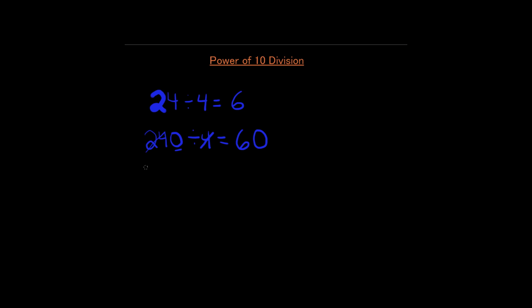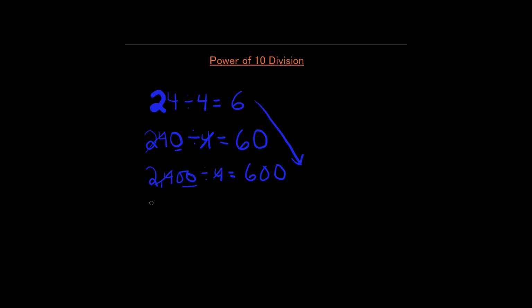All right, and let's make it even greater. So let's do 2,400 divided by 4. So once again, 24 divided by 4 is 6, and this time we have 2 zeros. So now you can see our pattern going this way. So no zeros, 1 zero, and 2 zeros.